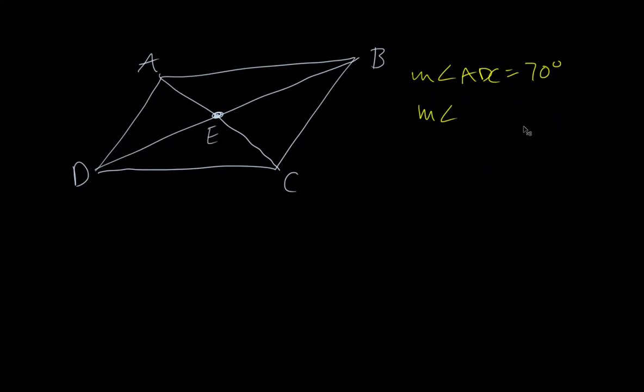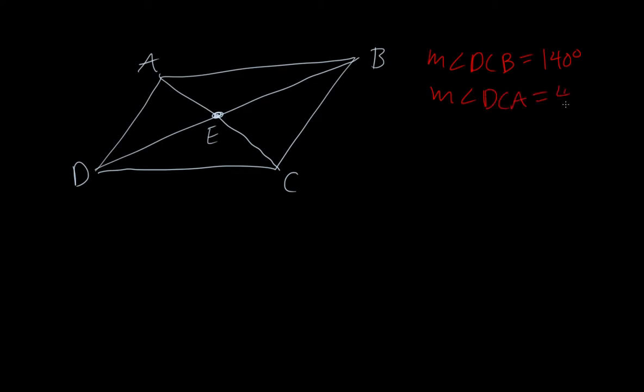Once again, we'll make the diagram fresh each time and kind of forget about what we did before. Measurement of angle DCB is equal to 140. Measurement of angle DCA is equal to 40. And then we want to find the measurement of angle BAC. So DCB, that's this one, that's 140. And then we have DCA, that's just the lower portion, so this is 40. And we want to know BAC.